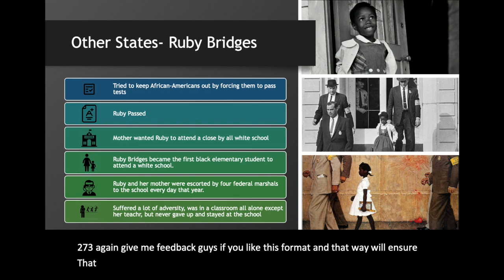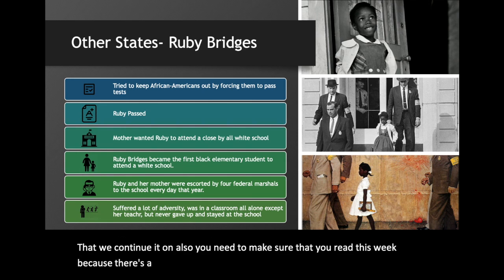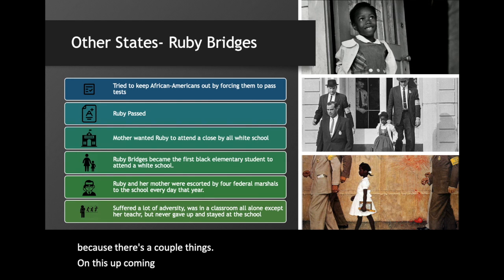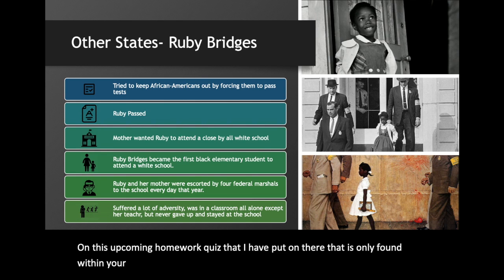Also, you need to make sure that you read this week, because there's a couple things on this upcoming homework quiz that I have put on there that is only found within your book and not on this PowerPoint. So make sure you are still looking over your book and that you're reading some elements of that, okay?